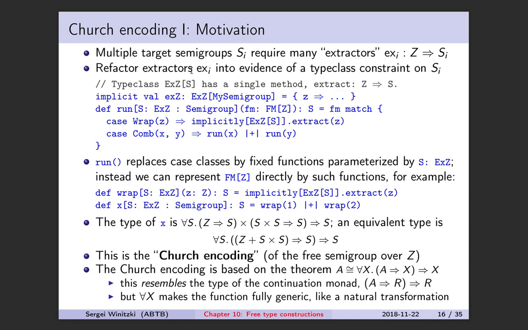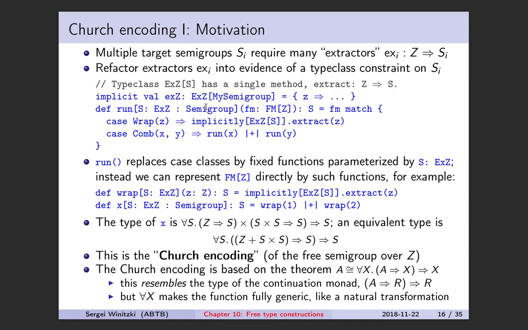We can refactor these extractors into evidence of a type class constraint. So instead of saying we have a semigroup S and we have this function for that semigroup, we would say we have a semigroup S that additionally has a type class constraint, and so we define a new type class, let's call it XZ, for extracting from Z, and it has a single method of this type signature.